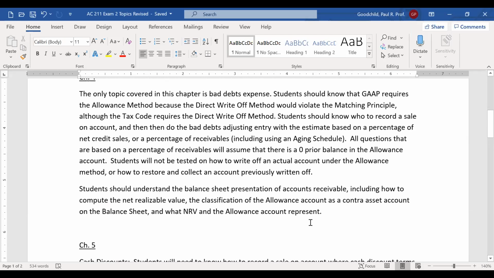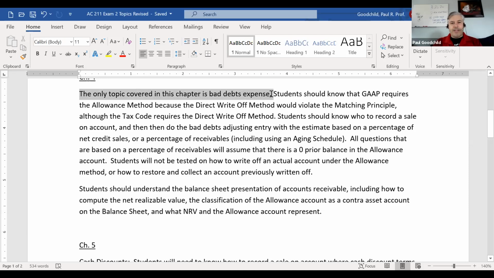All right. Now, it says the only topic covered in this chapter is bad debts expense. And don't get lulled to sleep by that, because bad debts expense is pretty challenging. You've got to remember that you've got several different parts to it. So initially there's an entry and an estimate based on either your sales or your aging or a percentage of your accounts receivable.